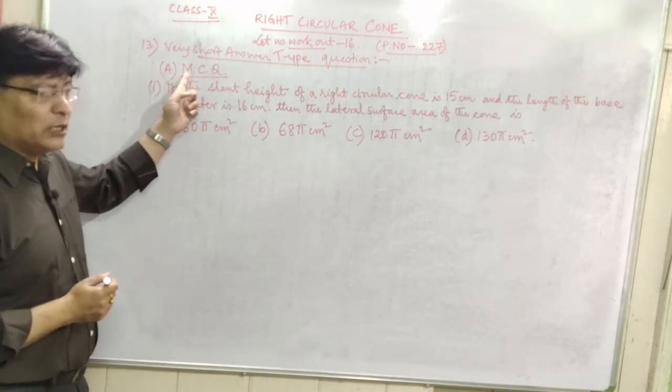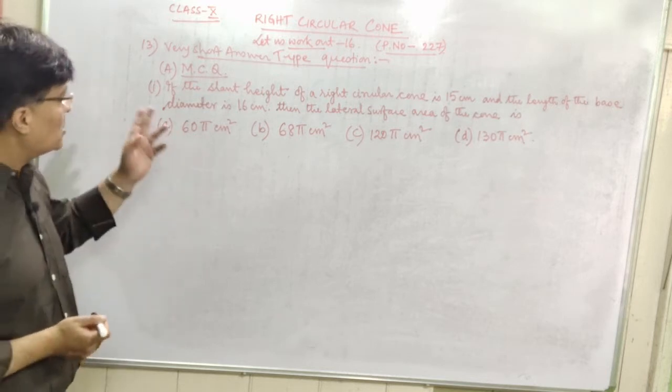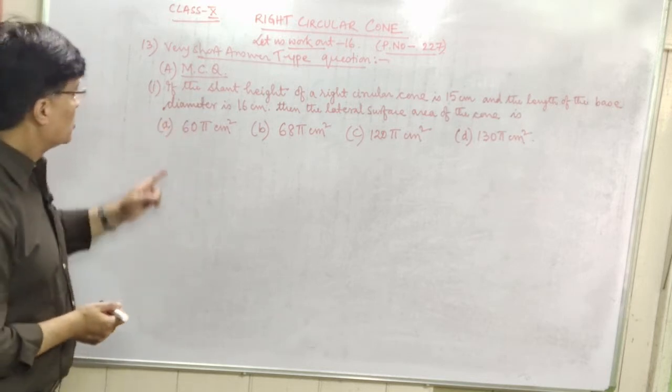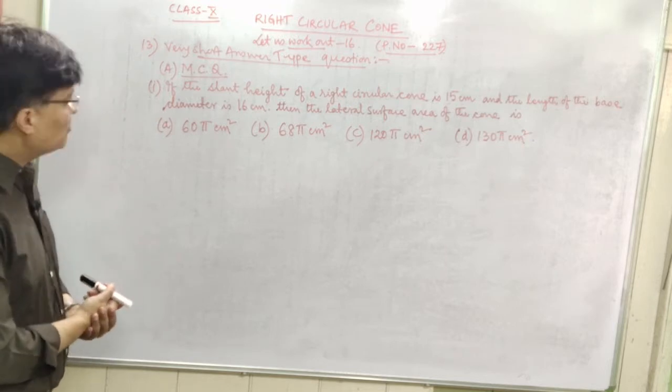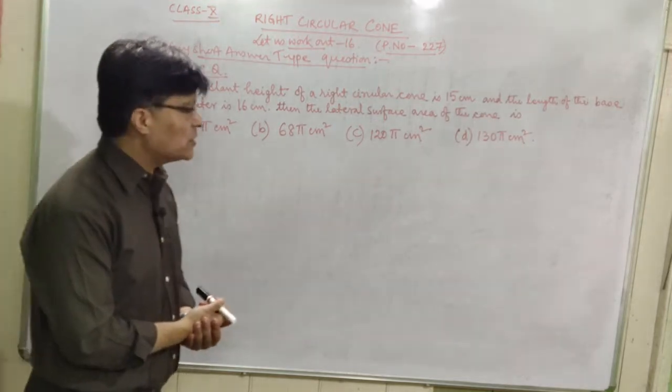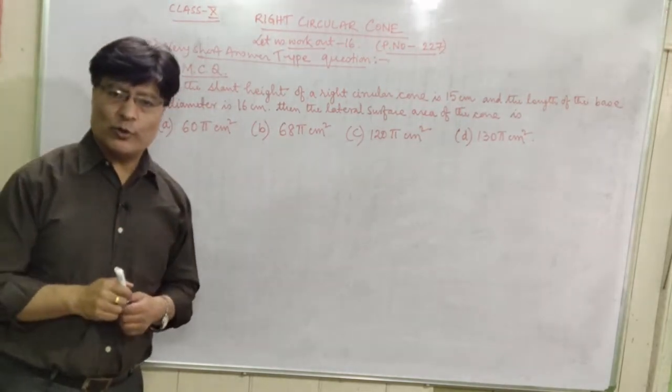Number A, multiple choice question. That is MCQ type question. So here question number 1 is, if the slant height of a right circular cone is 15 centimeter. The slant height of the right circular cone is 15 centimeter.